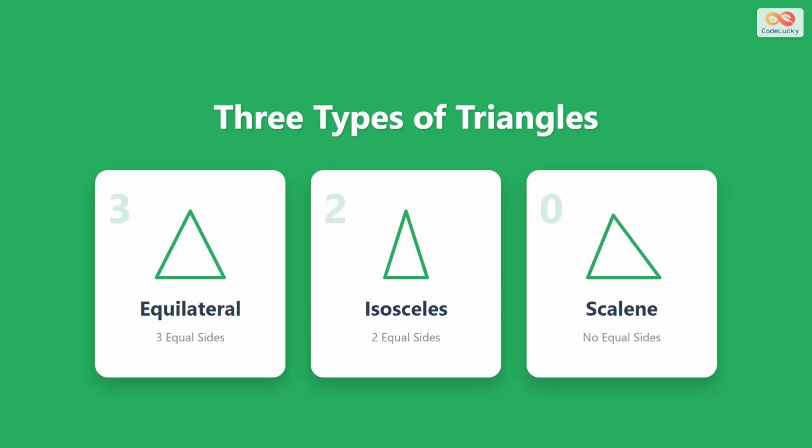There are three main types of triangles when we look at their sides. These are the Equilateral Triangle, the Isosceles Triangle, and the Scalene Triangle. Let's look at each one closely.